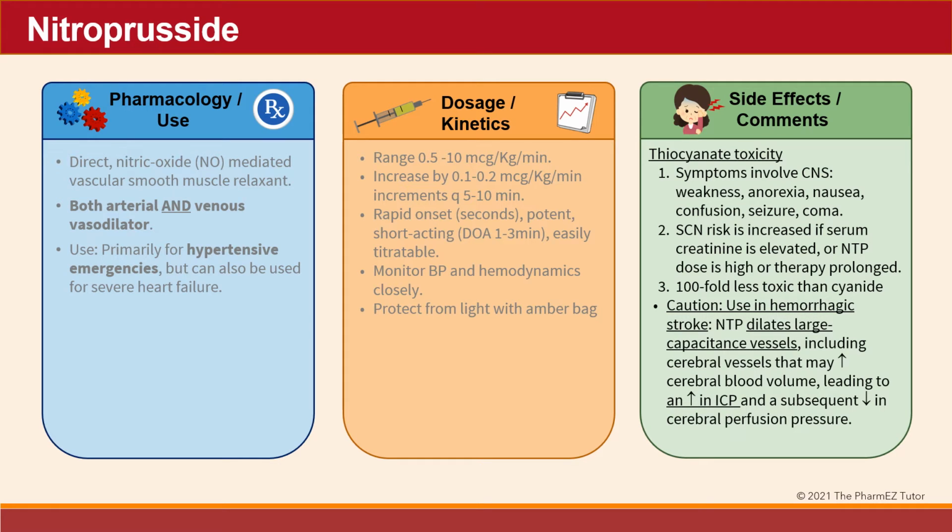One additional note about nitroprusside in the use of hemorrhagic stroke is that the drug dilates large capacitance vessels, including cerebral vessels that may increase cerebral blood volume, leading to an increase in intracranial pressure and a subsequent decrease in cerebral perfusion pressure. This is in contrast with calcium channel blockers, which may be beneficial to use in hemorrhagic stroke. The cost of nitroprusside is about $80 per 50 milligram vial.